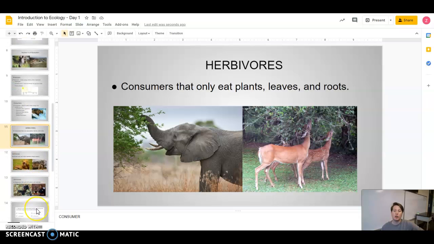Now let's take a look at different kinds of consumers. Herbivores: consumers that only eat plants, leaves, and roots. So in these pictures that I did not take, we have an elephant eating the leaves of a tree, and the same thing with these deer. They are consumers, herbivores, eating leaves of a tree.